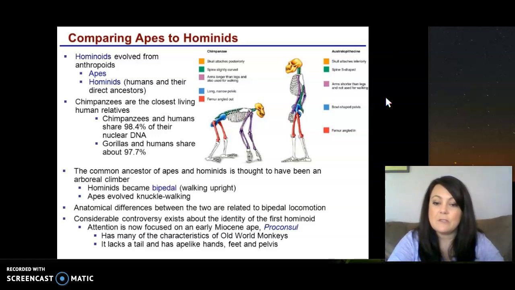Anatomical differences between the two are related to bipedal locomotion. Considerable controversy exists about the identity of the first hominoid. Much attention is focused on an early Miocene ape, Proconsul. It has many of the characteristics of the Old World monkeys, but it lacks a tail and has ape-like hands, feet, and pelvis.